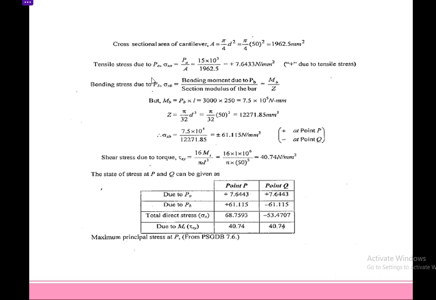Based on the early discussion, three loads are acting. First we are considering the axial load. If a load is acting on your shaft or beam, stress will be induced. Here the axial load is acting on the shaft or cantilever, so it will be considered as a tensile stress due to the axial load.